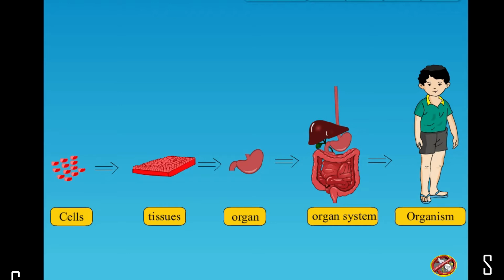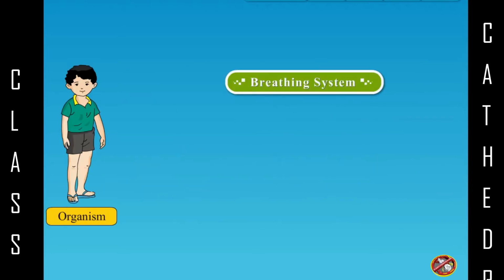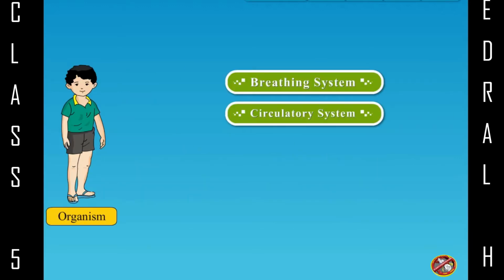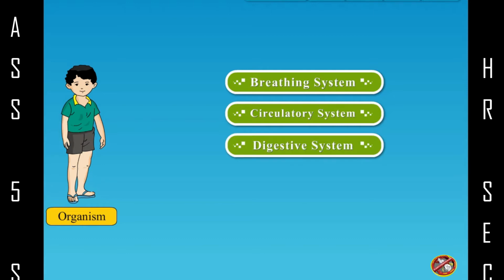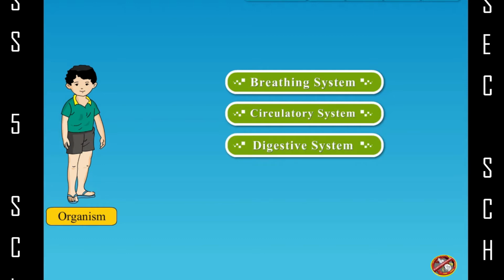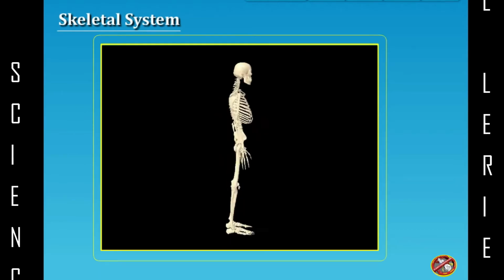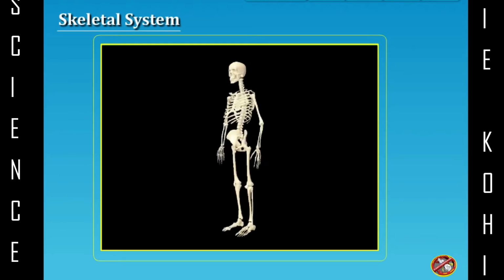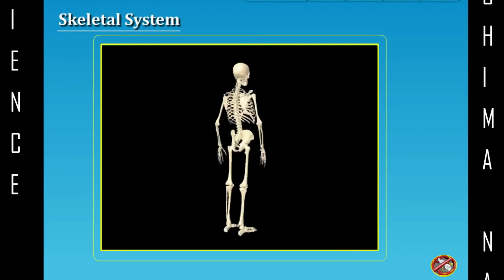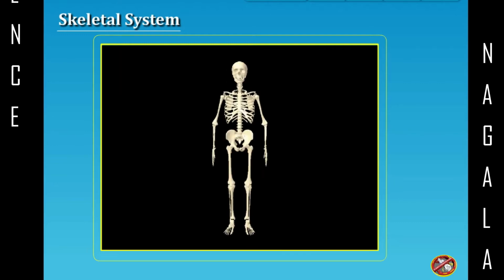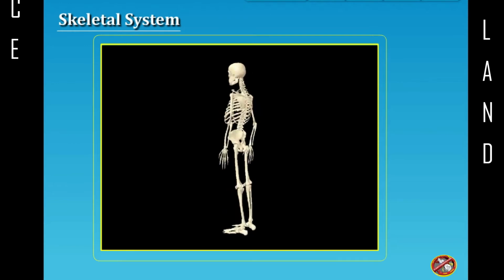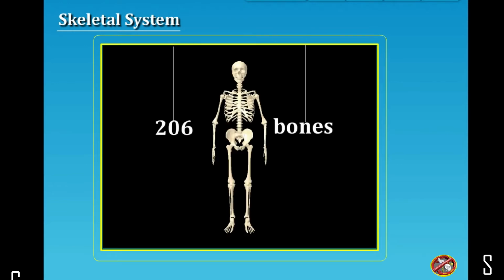In previous classes, we have learnt various organ systems of our body like breathing system, circulatory system and digestive system. Let's make a quick revision of them. Skeletal system. The framework of bones that gives shape, support and strength to our body is called skeletal system. An adult human skeleton has 206 bones of different shapes and sizes.